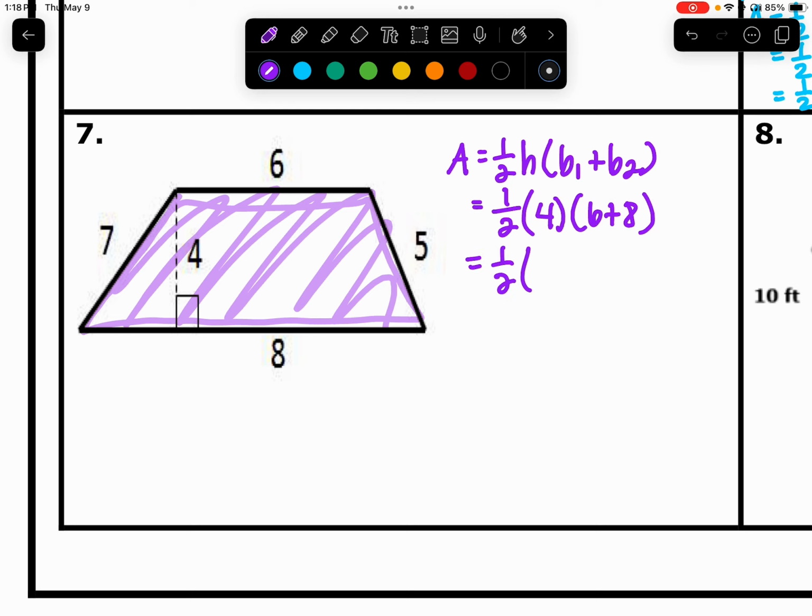All right, so if we do PEMDAS, we'll do the parentheses first by adding and getting 14 with the 6 and the 8. Now we're going to do just left to right because it's all multiplication from here. So that'll give us 2, and that'll give us 28.